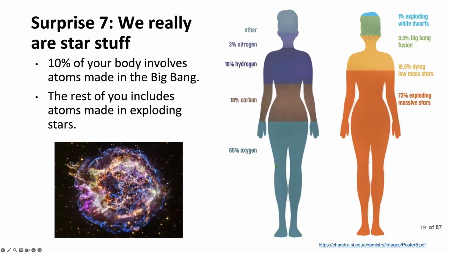Here's how your body is made up of the star stuff that comes from exploding stars. Here it is by a percentage. Most of your body is oxygen, carbon, hydrogen, and so forth. And here are the stellar events that created these elements: exploding white dwarfs, which we'll discuss more; the original Big Bang, that's the hydrogen and helium, mostly hydrogen; there's very little helium in your body; dying low mass stars and exploding massive stars. So we are star stuff.